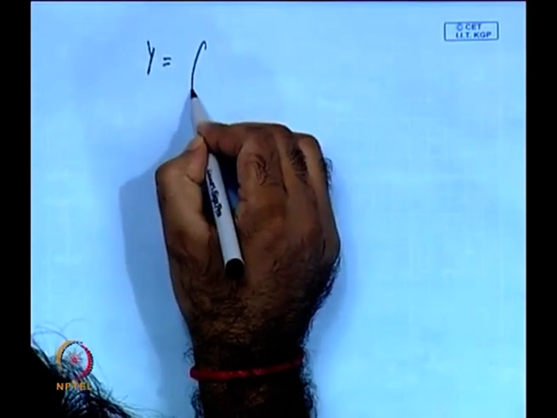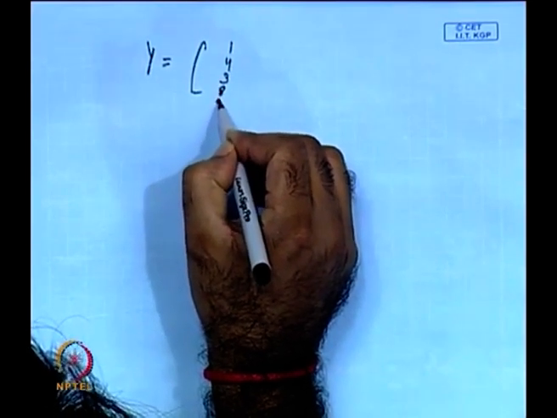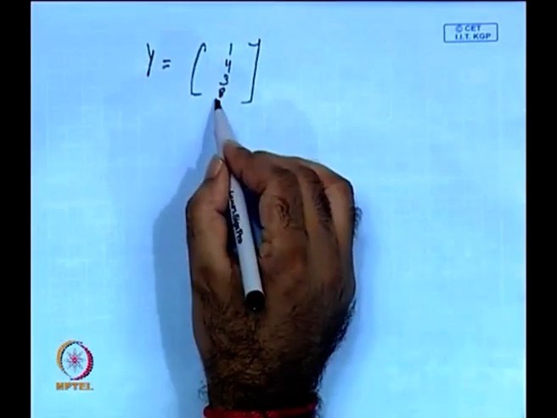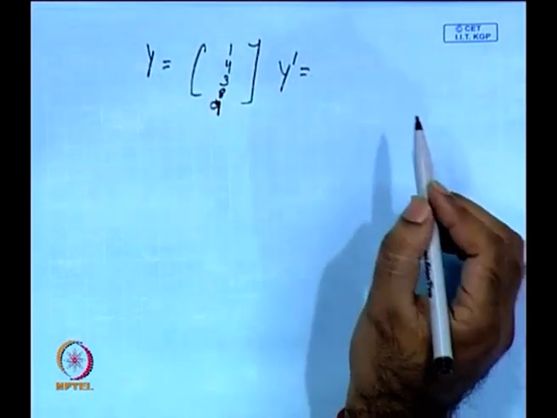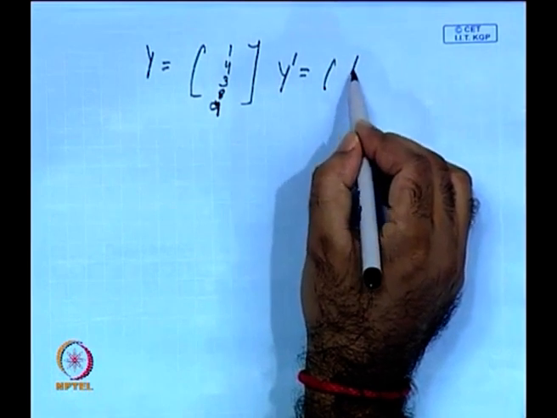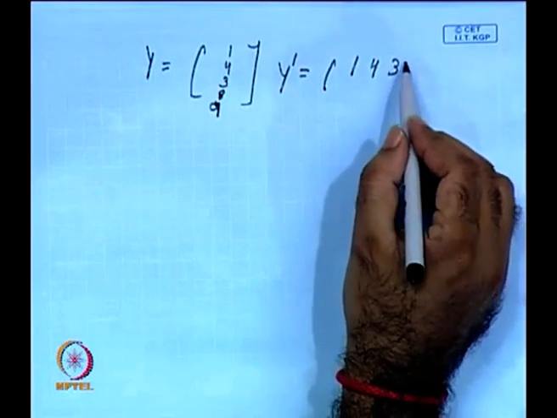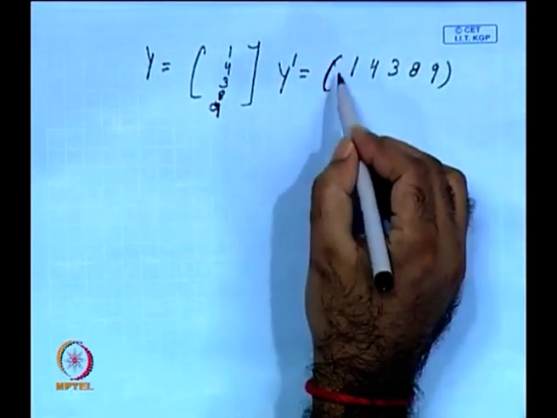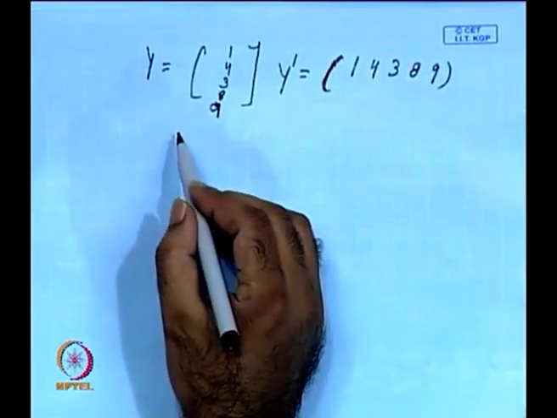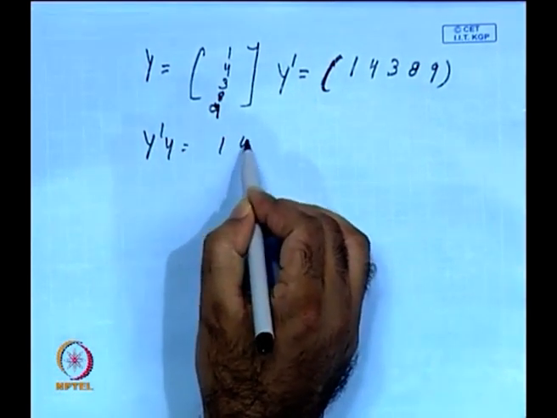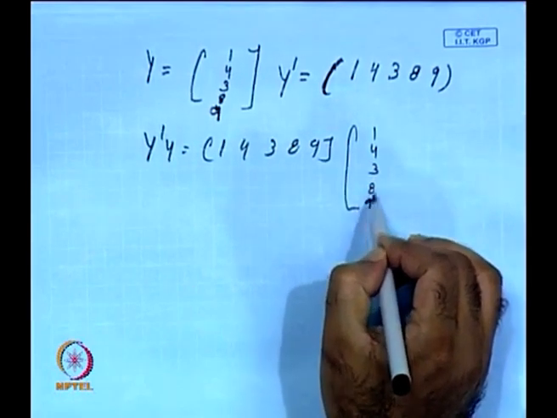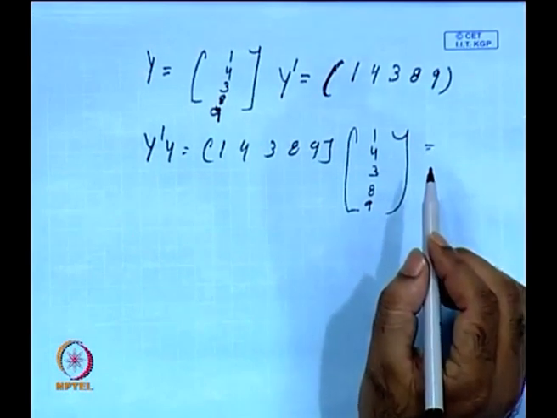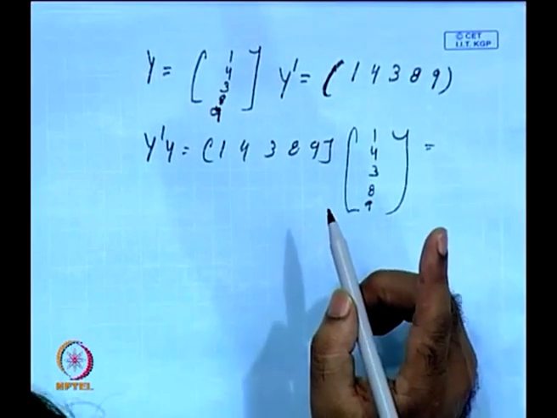So let's say y is there. So y is how much? y is 1, 4, 3, 8, 9. This is the y structure, and we would like to know y transpose, equal to 1, 4, 3, 8, 9. So this is a row matrix, and this is a column matrix. Now we would like to know what is y transpose y. So y transpose y is nothing but the row 1, 4, 3, 8, 9 multiplied by the column vector 1, 4, 3, 8, 9. This is how it will give you summation y squares, y transpose y.